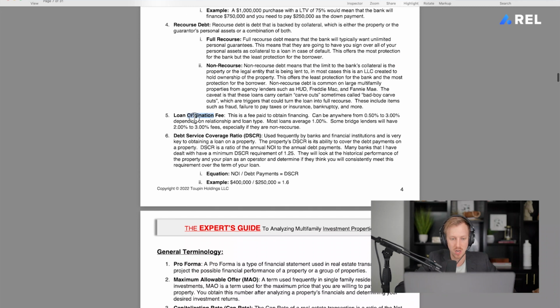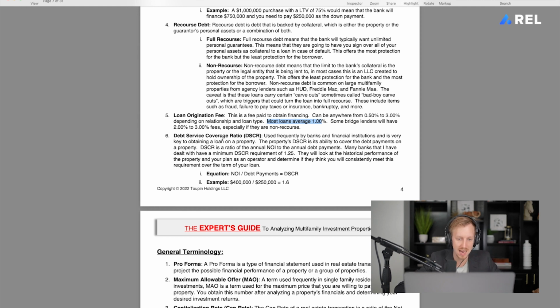Loan origination fee. This is the fee that you will pay to a bank or a mortgage broker to get a loan. Don't be upset or swayed if they're charging you this fee. It's very common. Normally, I would say most of the loans average 1% of the loan amount you're going to pay as a fee when you close on the loan.